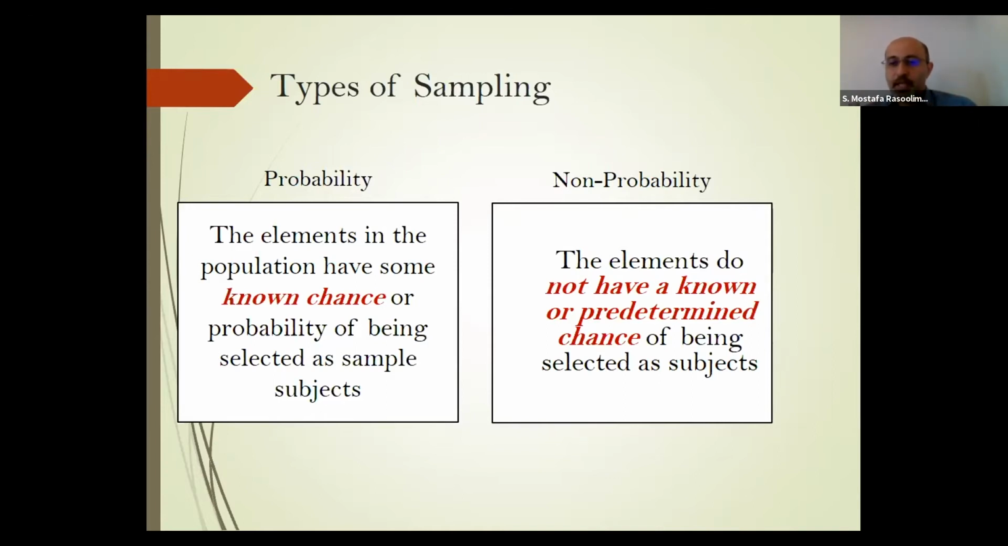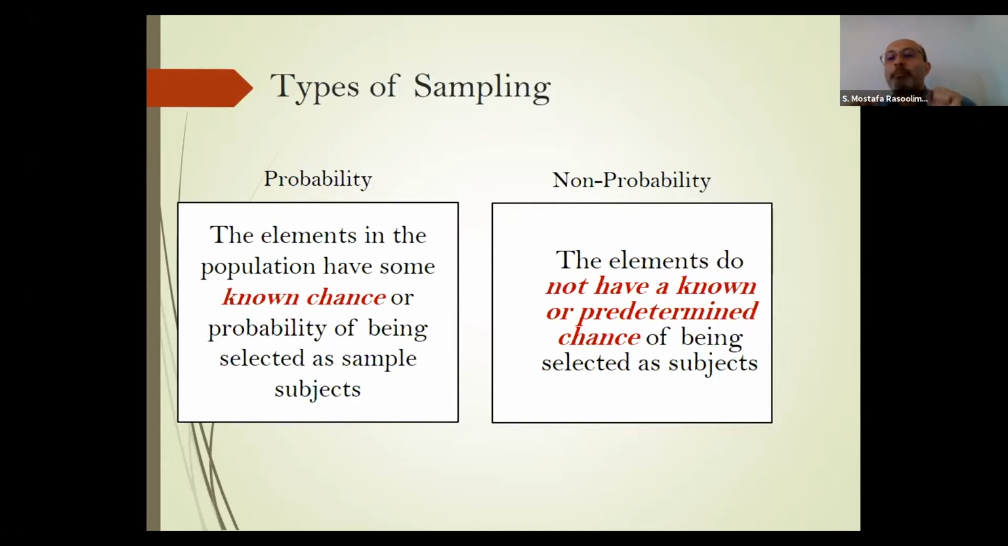Right, so now we want to discuss sampling method, how we select our sample. Probability sampling is for situations where all population members, or sampling frame members, have the same or equal chance to be selected. In non-probability sampling, population members have different chance to be selected. So they don't have the same or equal chance.